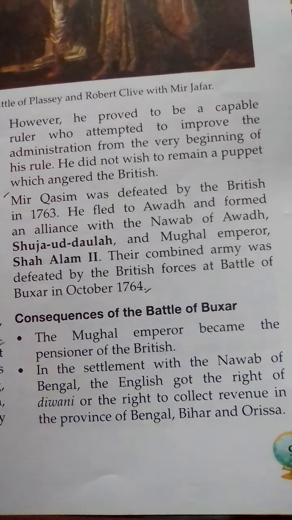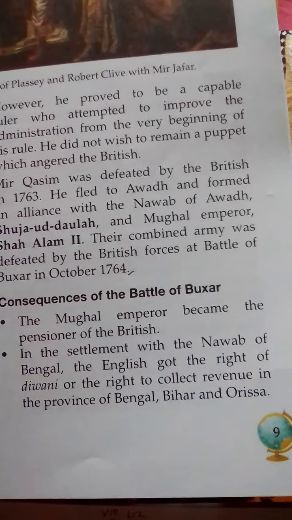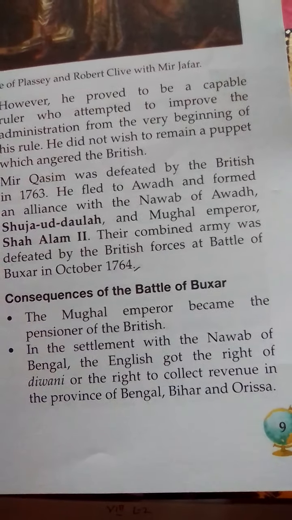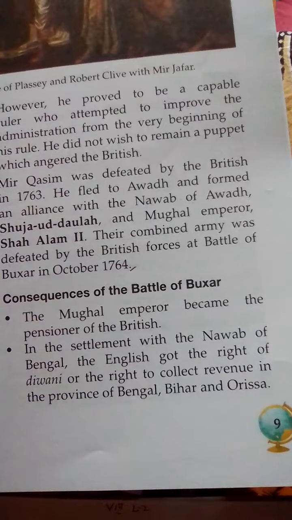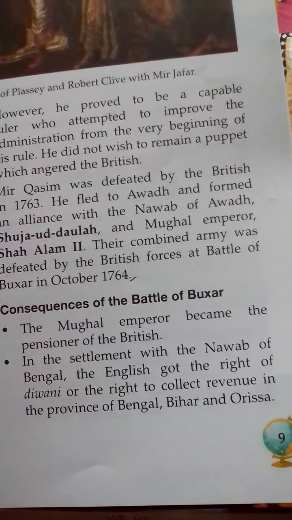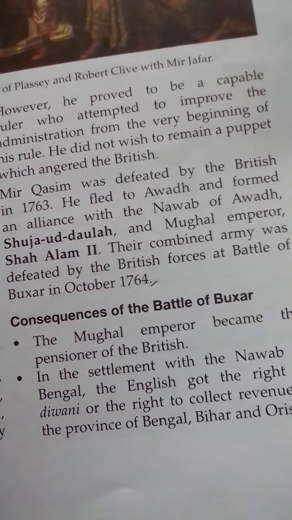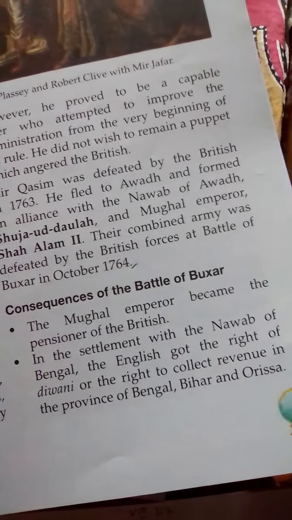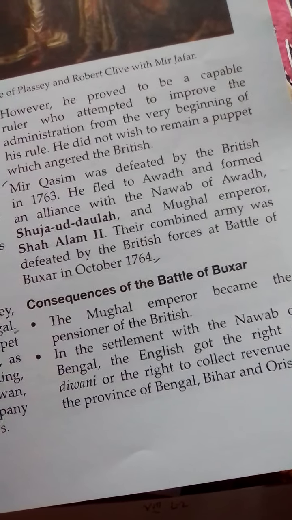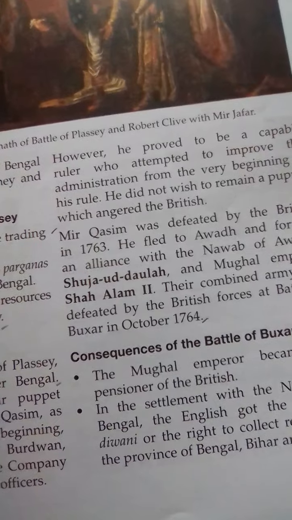Now, the consequences of the Battle of Buxar. The Mughal Emperor became a pensioner of the British. In the settlement with the Nawab of Bengal, the English got the right of Diwani, or the right to collect revenue in the provinces of Bengal, Bihar and Orissa. Next, both the Nawab of Bengal and the Mughal Emperor became dependent on the British.